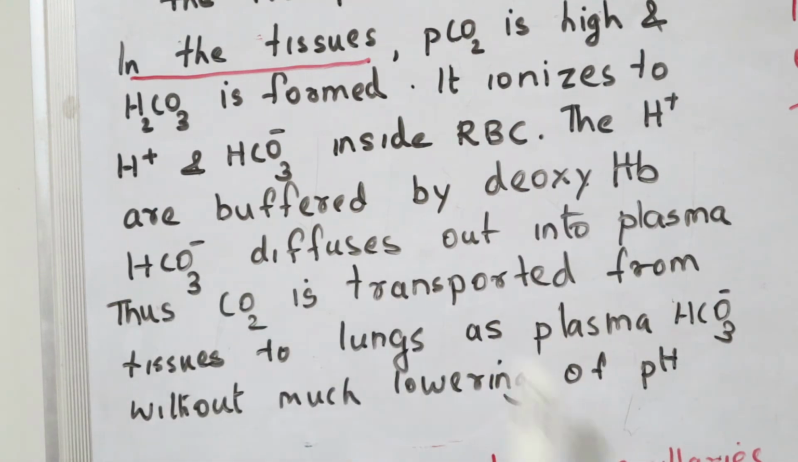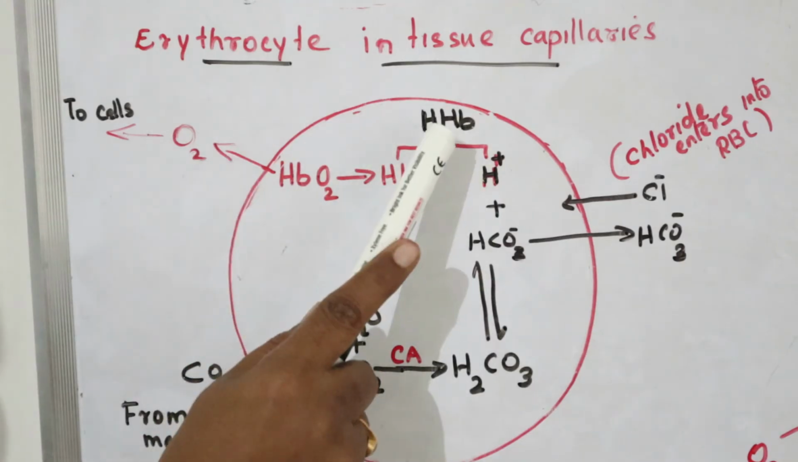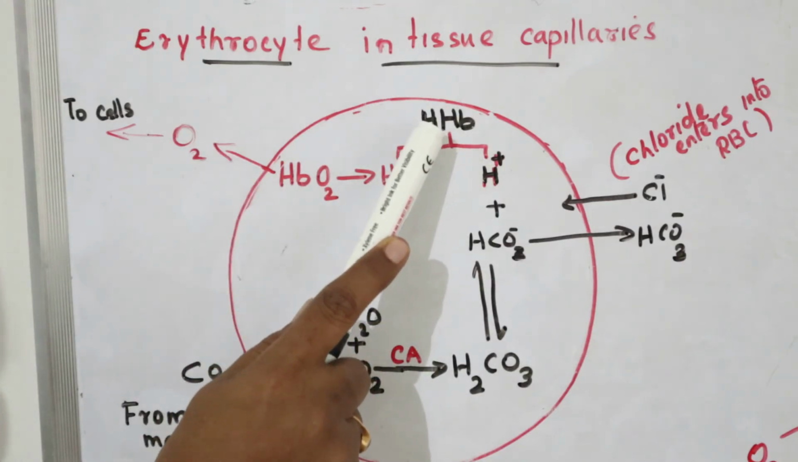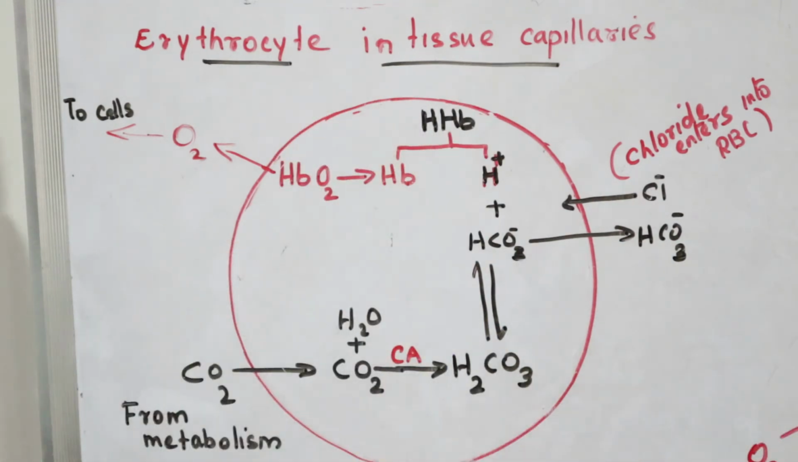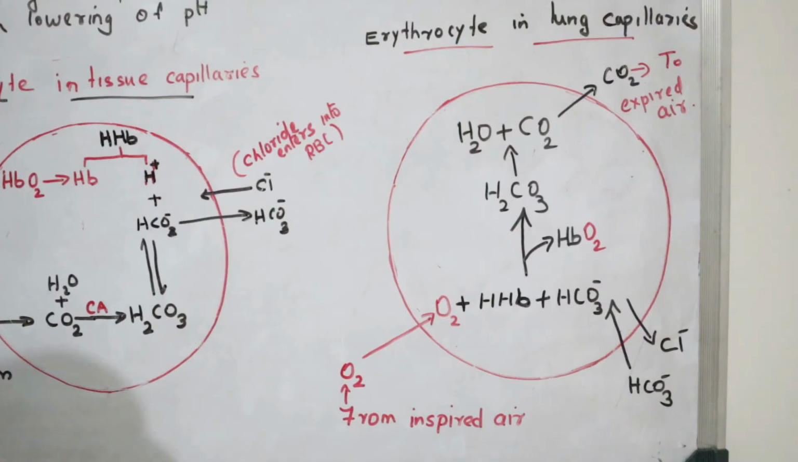Here, carbon dioxide is transported from tissues to lungs as plasma bicarbonate without significant lowering of the pH. So that is what happens here. And the deoxyhemoglobin on reaching the lungs, what happens? Now let us see what happens in the lungs.